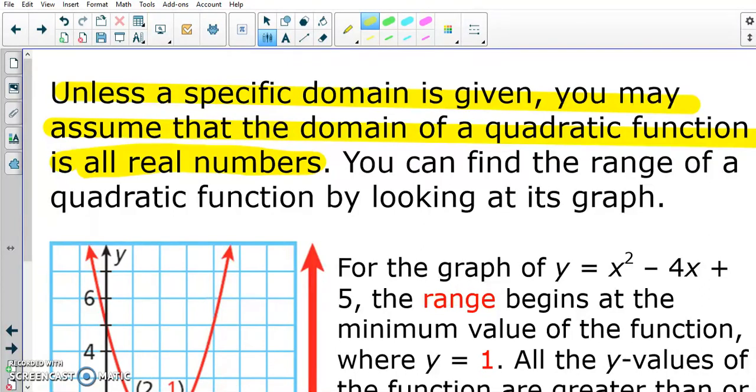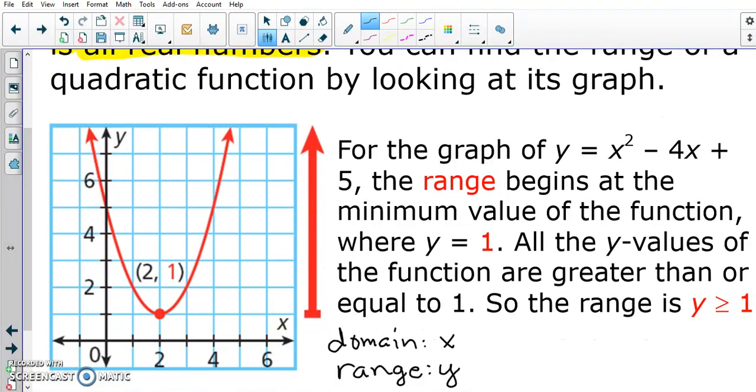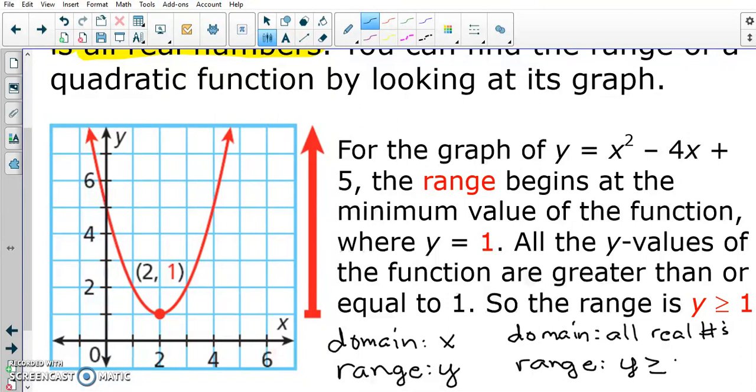Now the range is not all real numbers. Okay, the range is just the y values it hits. So if you take a look at here, this line here to the right shows it starts at 1. That is the lowest y value and hits everything else. So for this case here, for that graph, the domain is all real numbers. The range is all the numbers bigger than 1. So what we do is we use this inequality that you see up here. Y is greater than or equal to 1. So that will be our range.